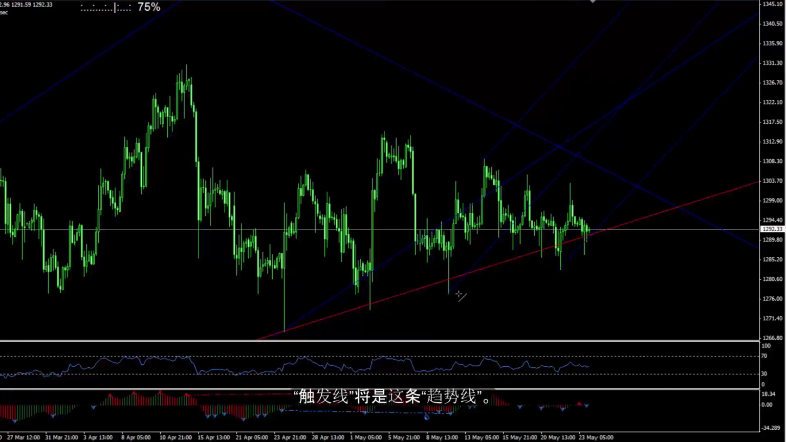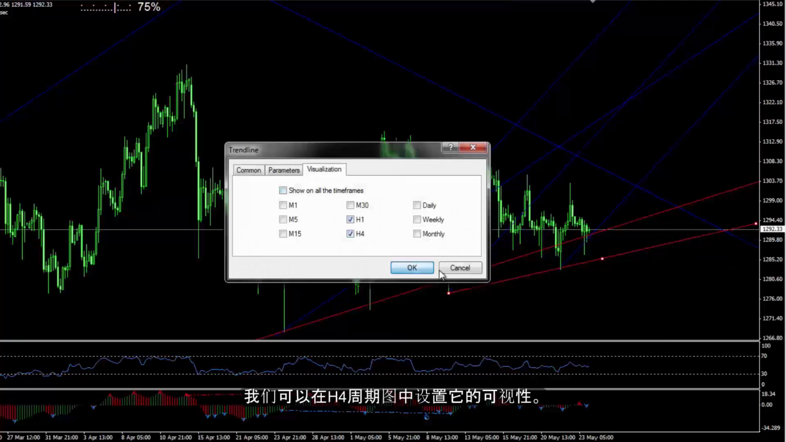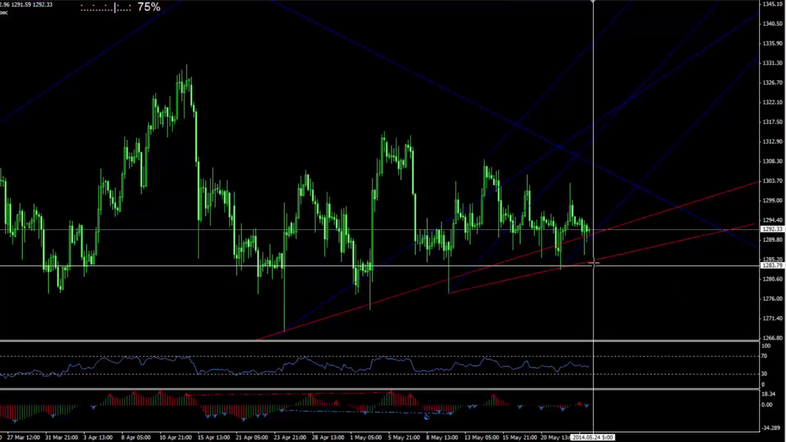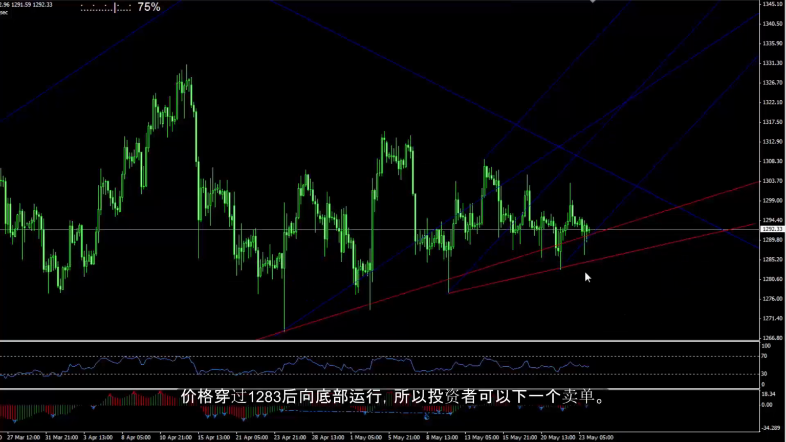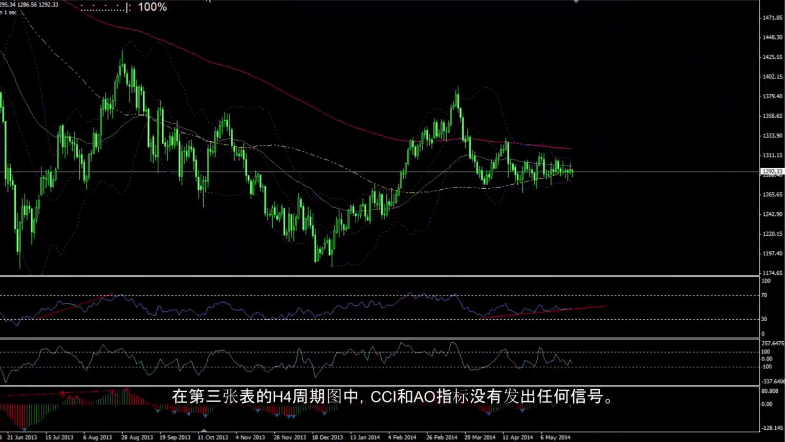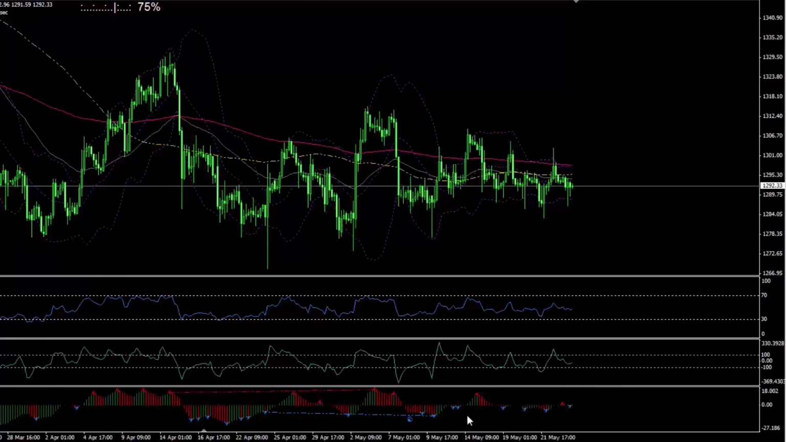The trigger line would be this trend line. Its visibility can be set on H4. So, if price breaks 1283 towards the bottom, then a trader can place a sell order. On the third chart, with the H4 time frame, CCI and AO do not display any signal.